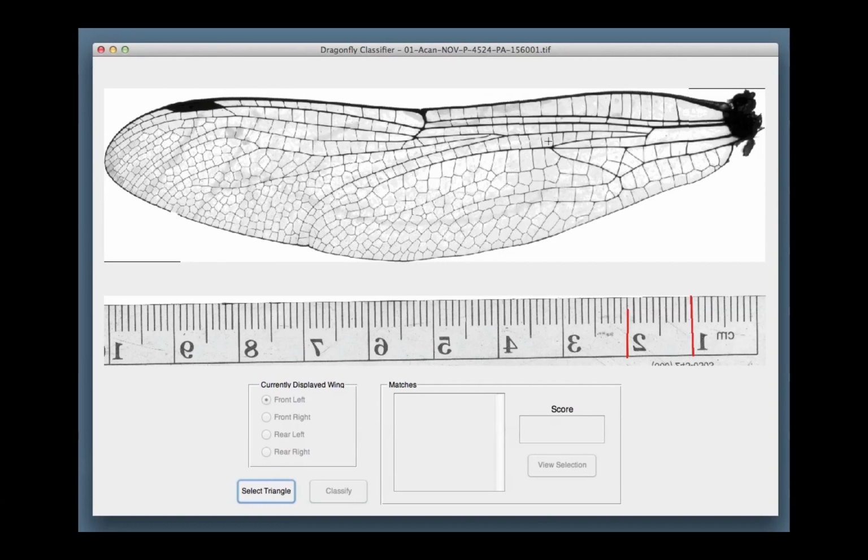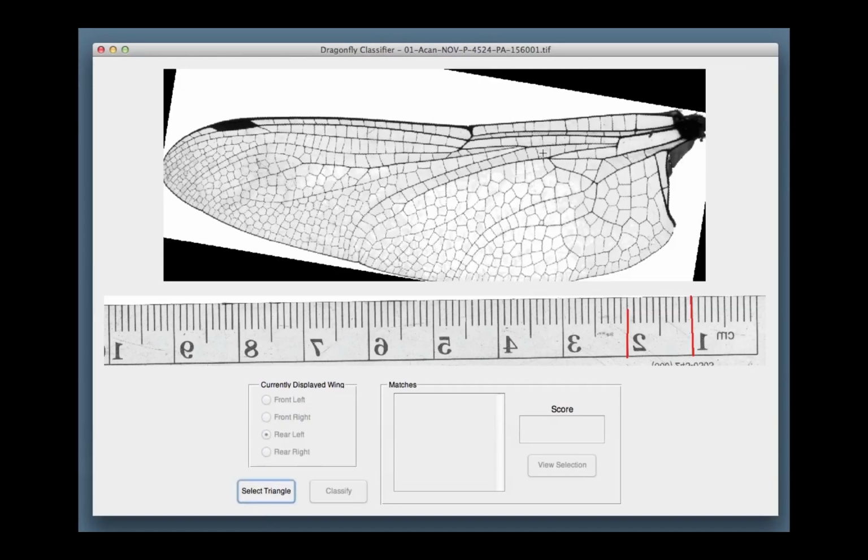The wings of dragonflies that have been captured in the field are removed from the insect and placed on a flatbed scanner, along with a ruler for calibration. Each wing is then segmented from the scan and presented individually to the user, who then selects the region known as the triangle on both a front and rear wing.